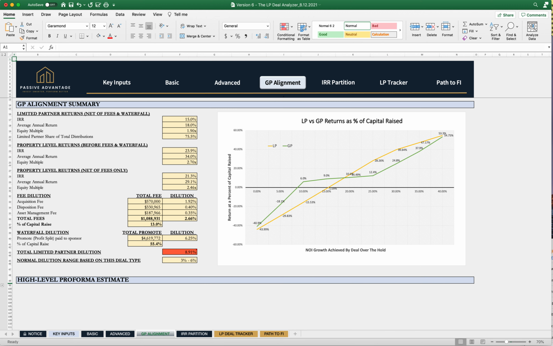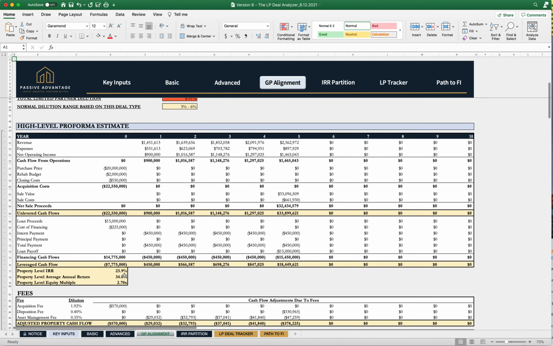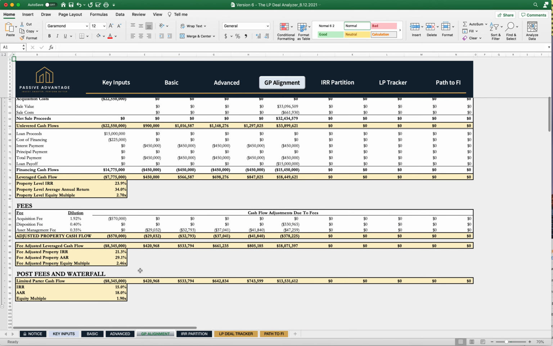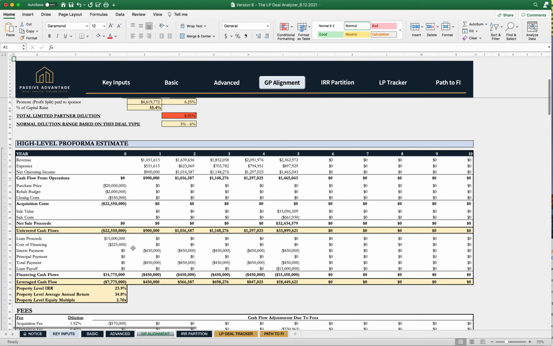In order to derive these numbers, there are several assumptions that need to be taken into consideration during this analysis. And for those who wish to see a more detailed view of some of these points and analysis, you can go to the next section on the GP Alignment tab entitled High Level Pro Forma Estimate, where you see this small plus sign, and if you click on that, it will break out further analysis of where these numbers are derived from above.